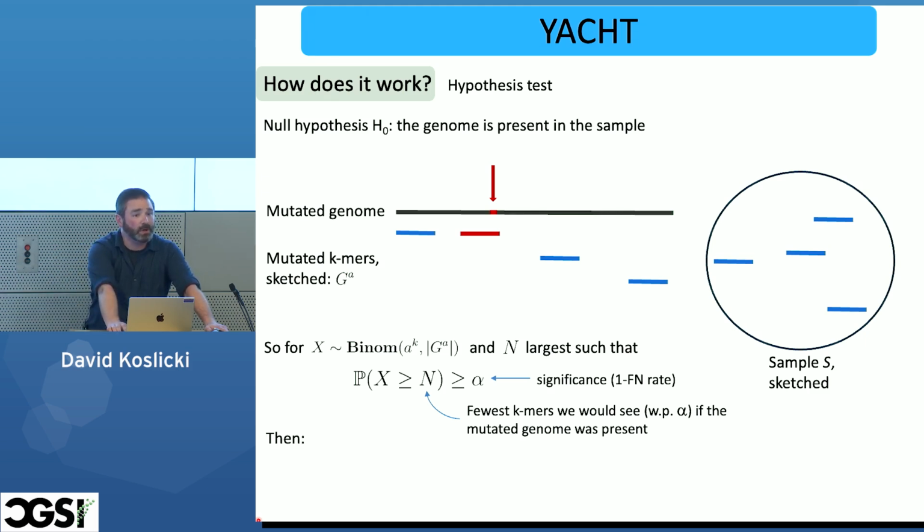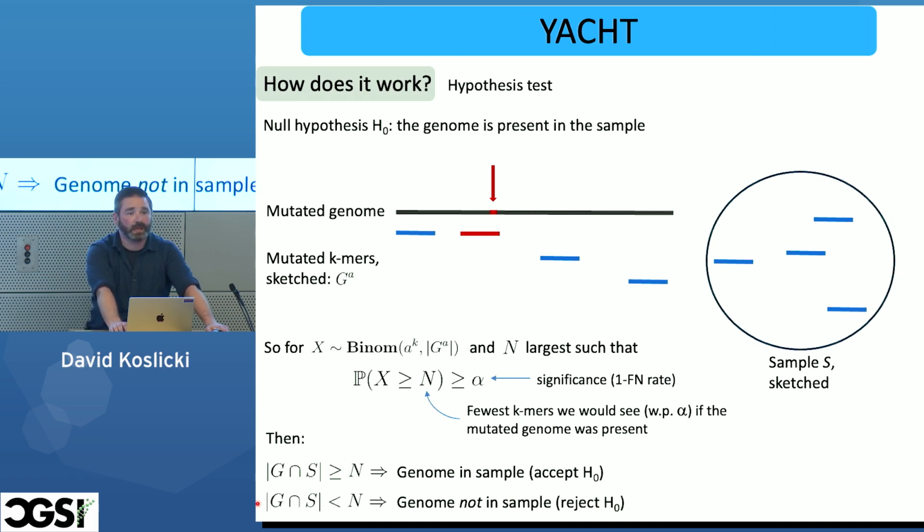So then you can go and say, well, for my actual reference genome, what do I see in terms of overlap? If you go with your reference genome, intersect it with your sample, and you see that there are enough of these k-mers in common, you can say, aha, it's in the sample, I can accept my null hypothesis. Otherwise, if you don't see enough k-mers, you can reject this null hypothesis. I'll pause here.